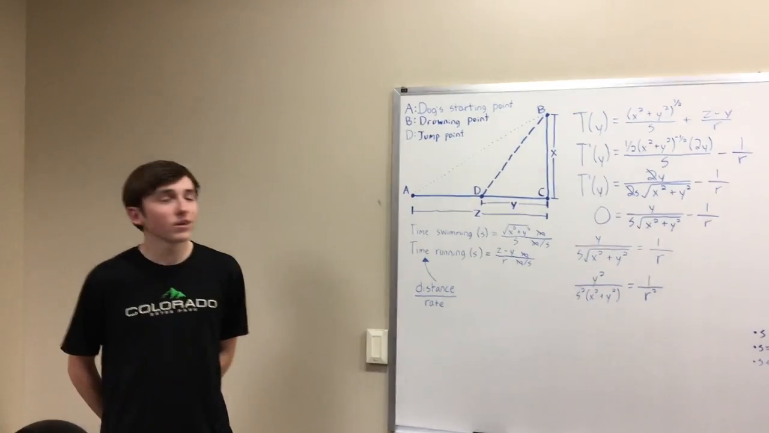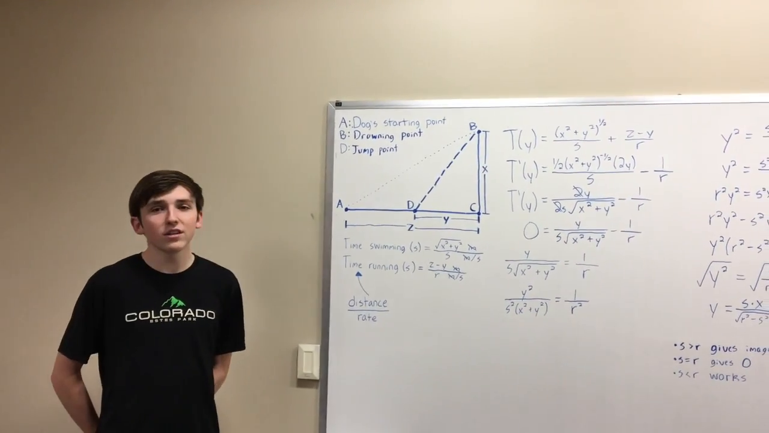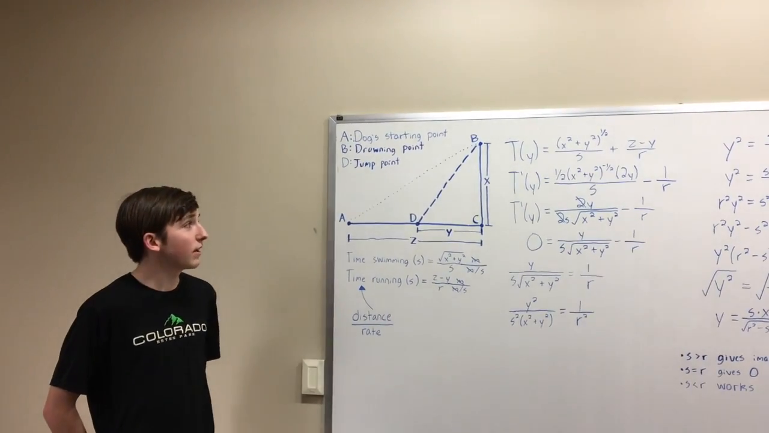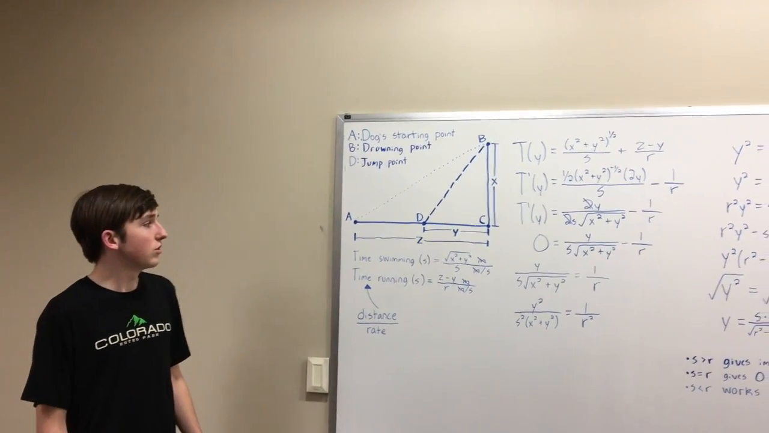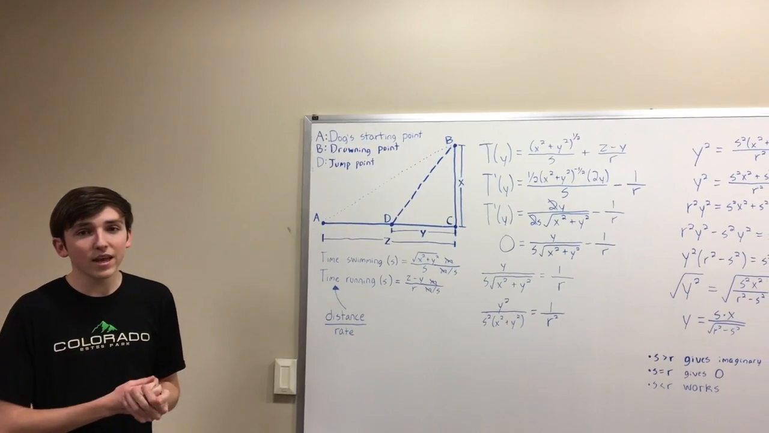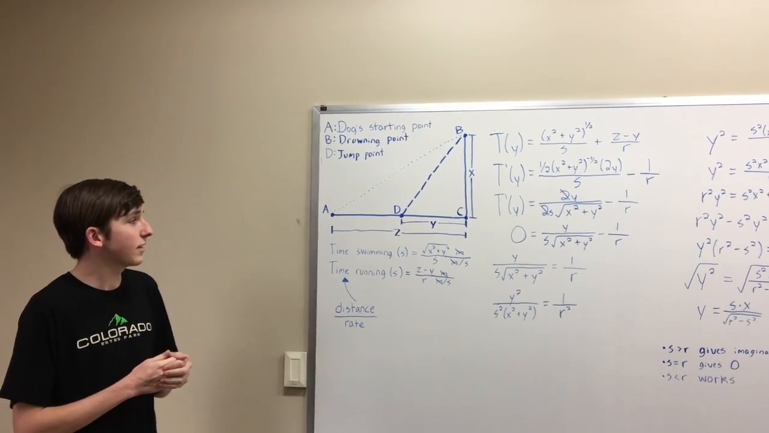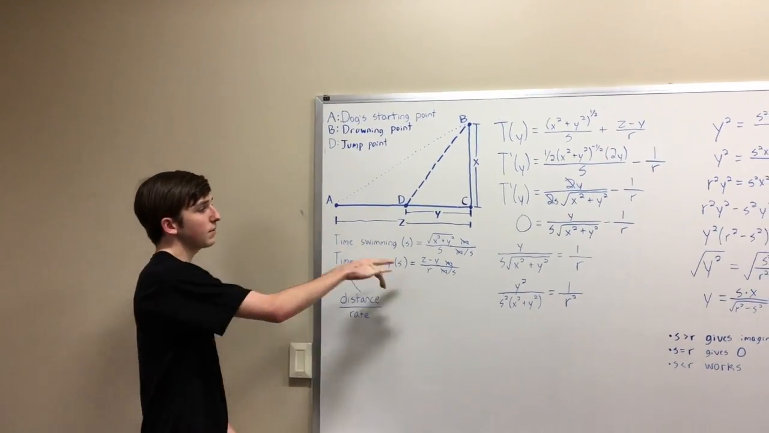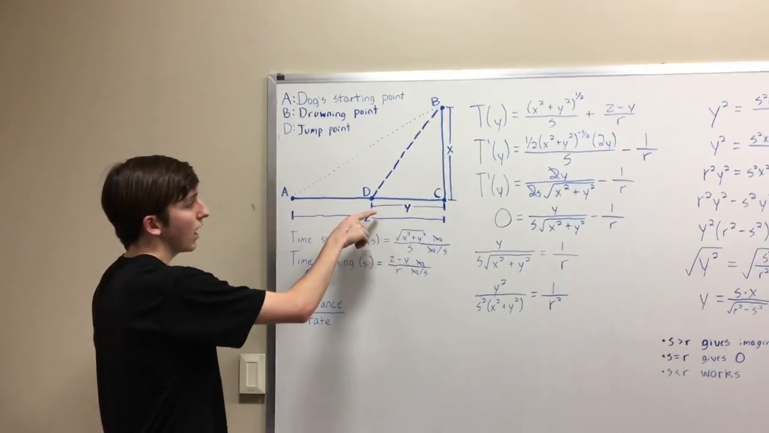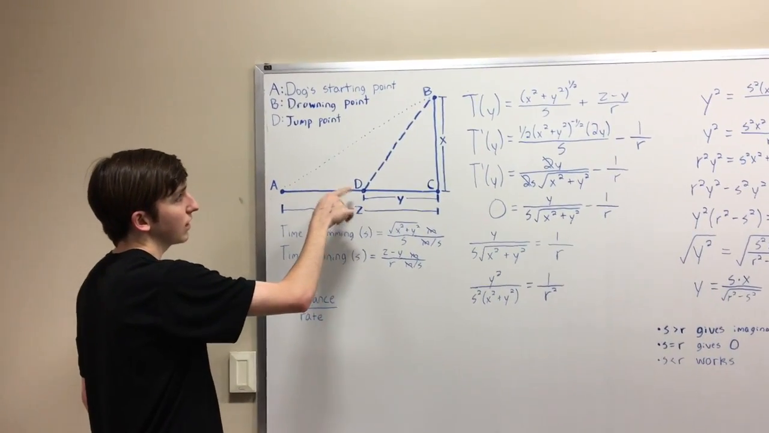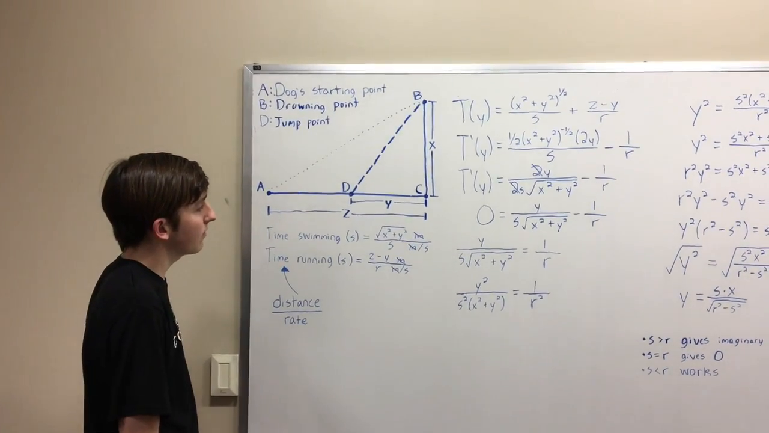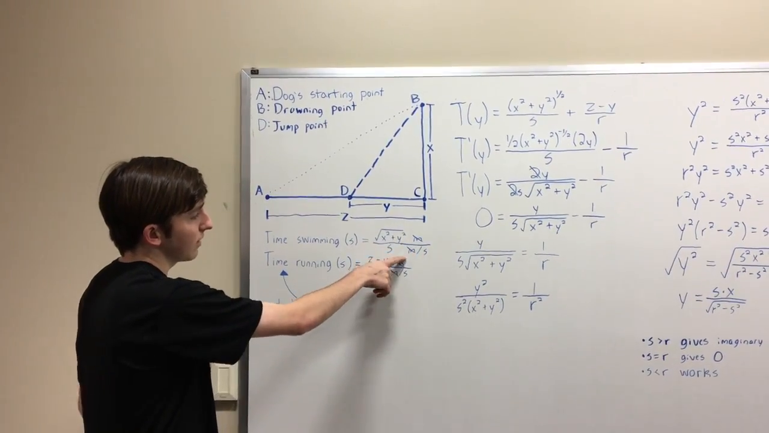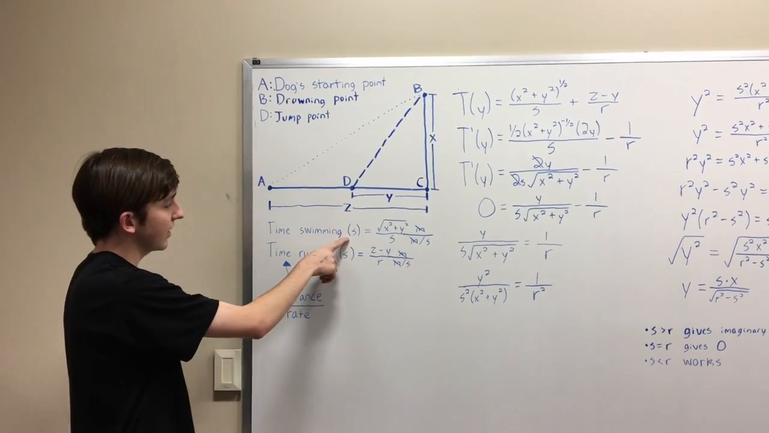Okay, so for part one of the problem, we were trying to find an equation, t of y, that represents the amount of time that it takes Lassie to get out to point B, which is the drowning person. To do that, we had to find the time swimming and the time running, in seconds, separately. For the time swimming, we found that it would be the square root of x squared plus y squared, which is line D to line B, over s, the average swimming rate in meters per second, which leaves it in just seconds.